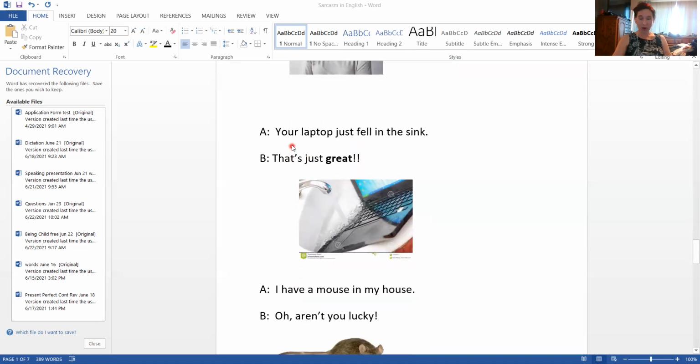Maybe your husband or wife says, "Uh-oh, your laptop just fell in the sink." Well, that's great. Of course, sarcasm, and they've put stress on the word great. Based on the situation, we certainly know that a laptop falling into the water is not great. So it's just sarcasm that we're using in that situation.